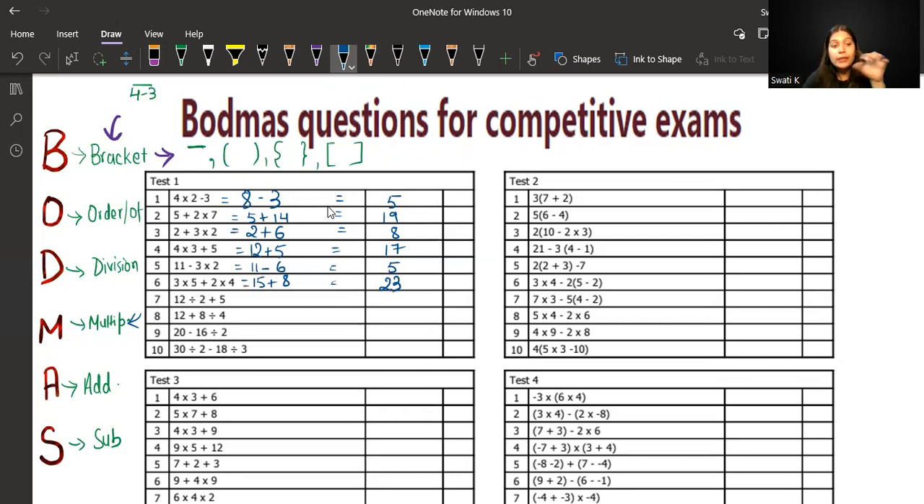Next, 12 divided by 2 plus 5. So here we have two operations, division and addition. Of course, division will be preferred. So 12 divided by 2 is 6, and then plus 5, and that is 11.